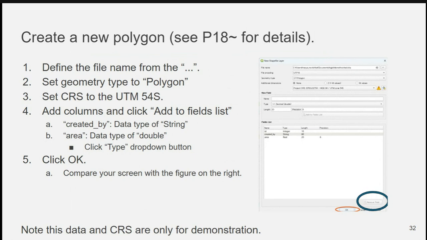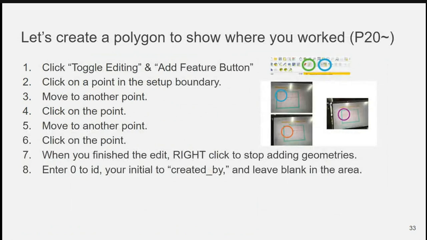The other field is called Area. So enter Area in the name and click the drop down to select double. And click Add to Field List and then click OK. Let's create a polygon now. Make sure the new polygon is selected.